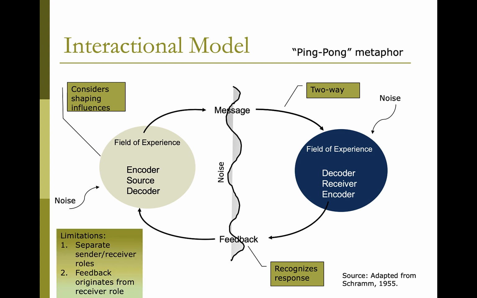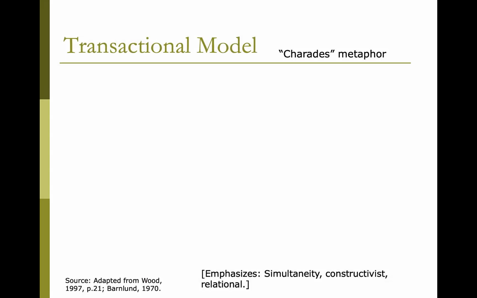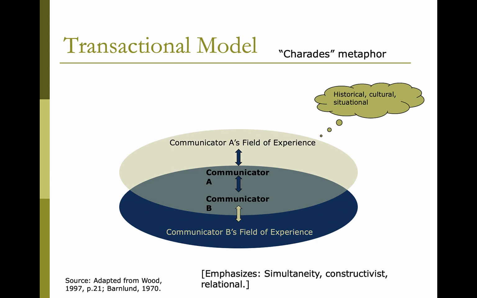It still had limitations, though. The sender and receiver are separate roles, and the feedback seems only to originate from the receiver role. So those were two limitations of this model, which takes us to our third model, the transactional model. And our metaphor here is going to be a game of charades, and you'll see why in a second. So here we've got two communicators.